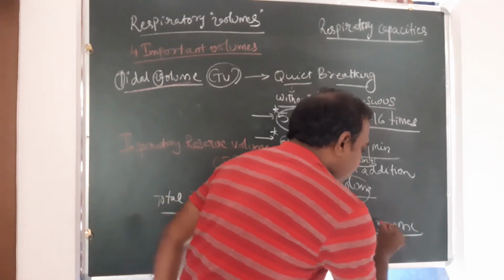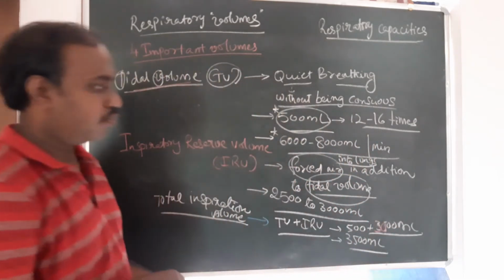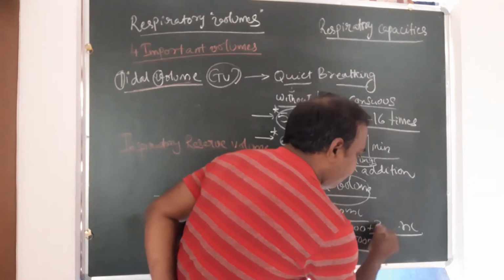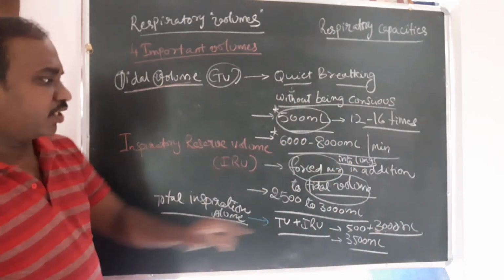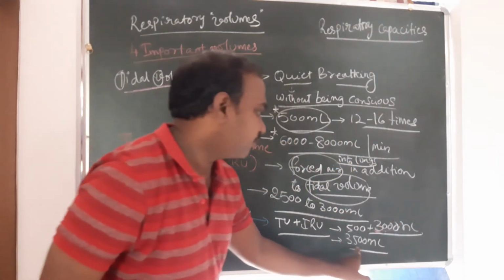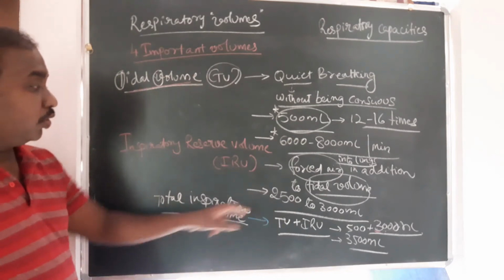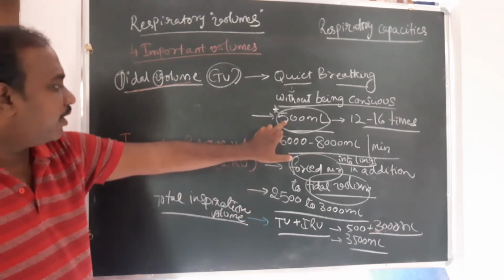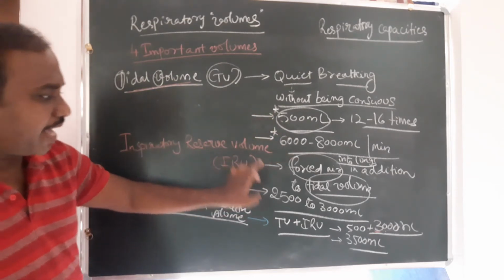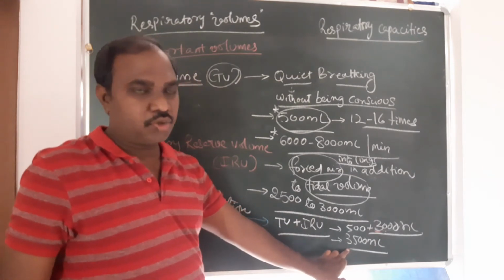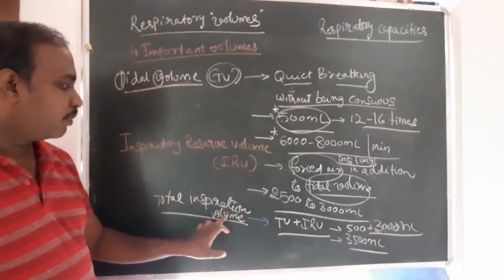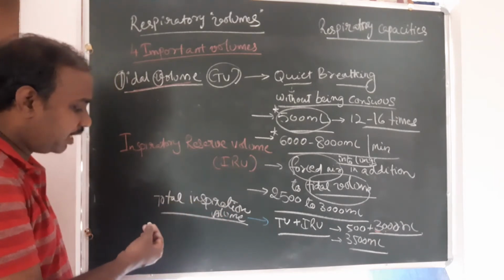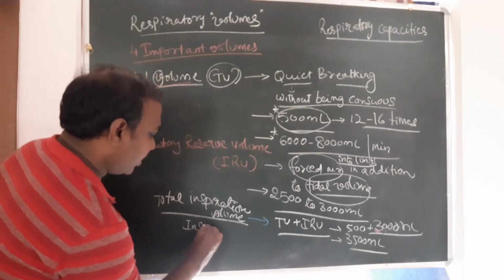So this is a maximum of 3000 ml. I'll just erase this and I'll write again. Right? So a maximum of 3000 ml, and a total of 3500 ml you are getting. So by the process of inspiration, 500 plus inspiratory reserve value, a maximum of 3000, you are getting 3500 ml. So total inspiratory value can otherwise also be called inspiratory capacity.